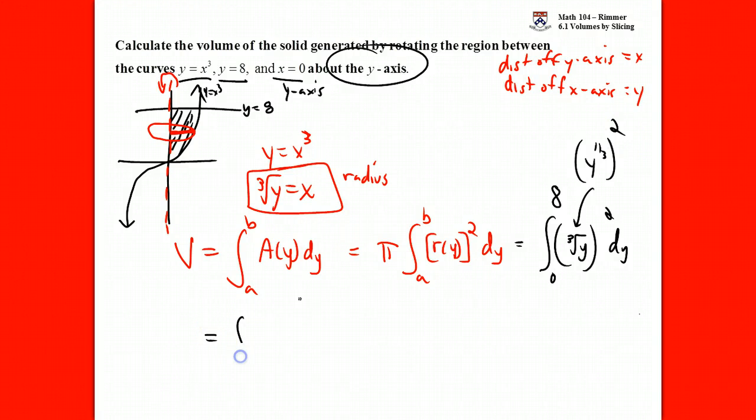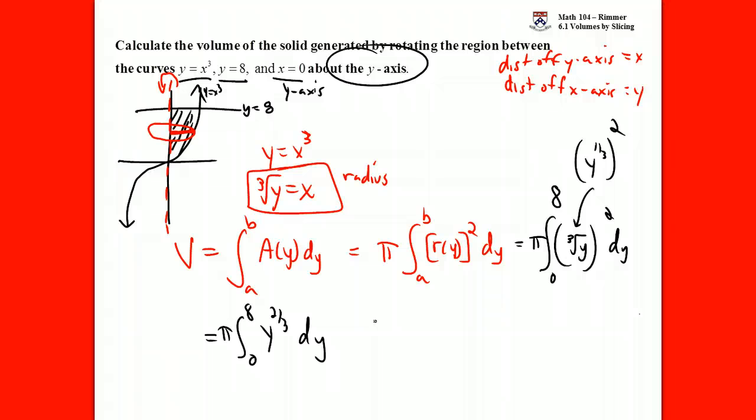The integral, don't forget the pi, sorry. Pi times the integral from 0 to 8 of y to the 2/3. It's all in this setup. This part at the end is not as much. Getting this, 6 points. Integrating this, 3 points. Final answer at the end, 1 point.